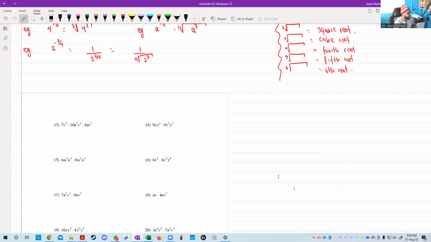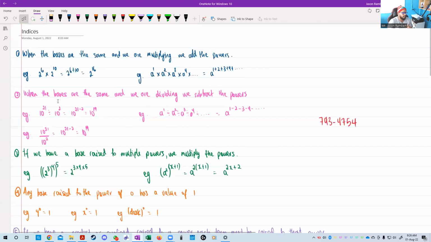it looked nice. The bases were there. It was easy to see that the bases were the same to execute the laws. But in these couple examples here, not looking that nice. I'm not seeing any bases that are the same next to each other. Over here, these bases were literally next to each other. 2 to the power 6 by 2 to the power 10. The bases were next to each other, and they were separated by a multiplication sign.